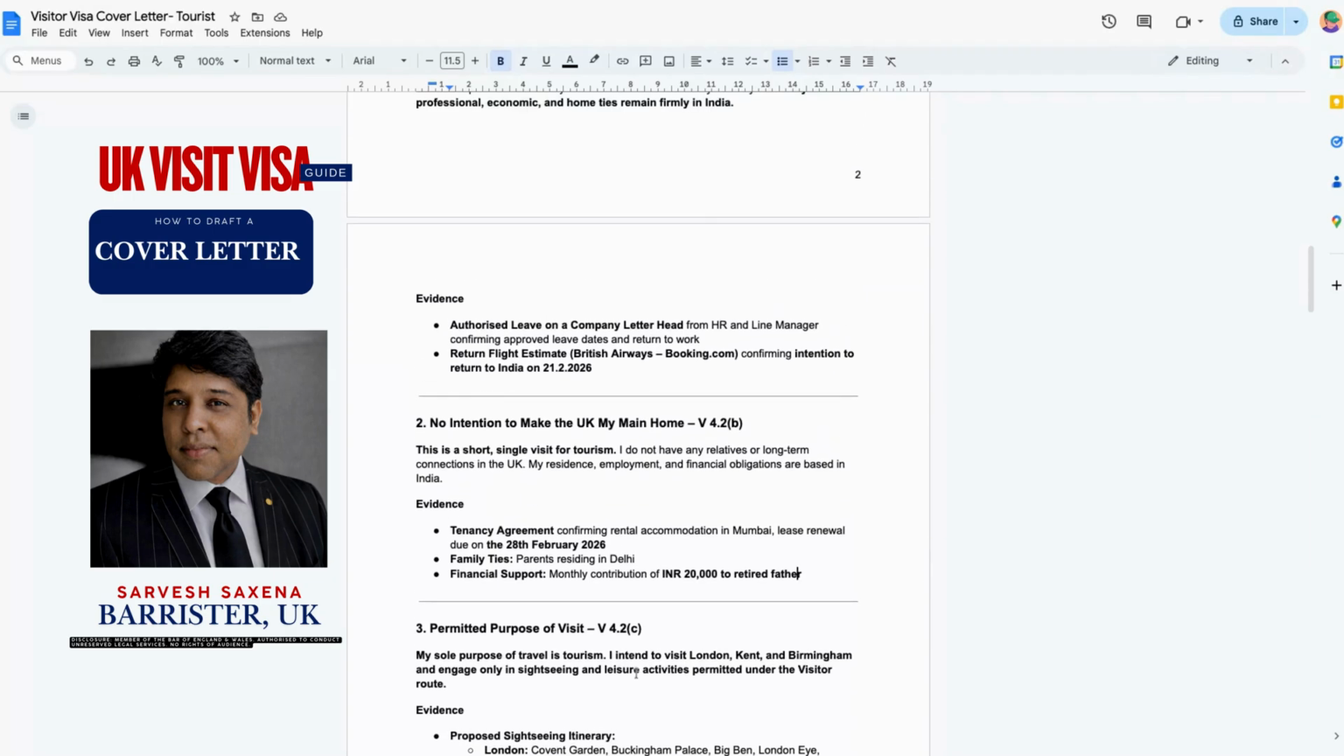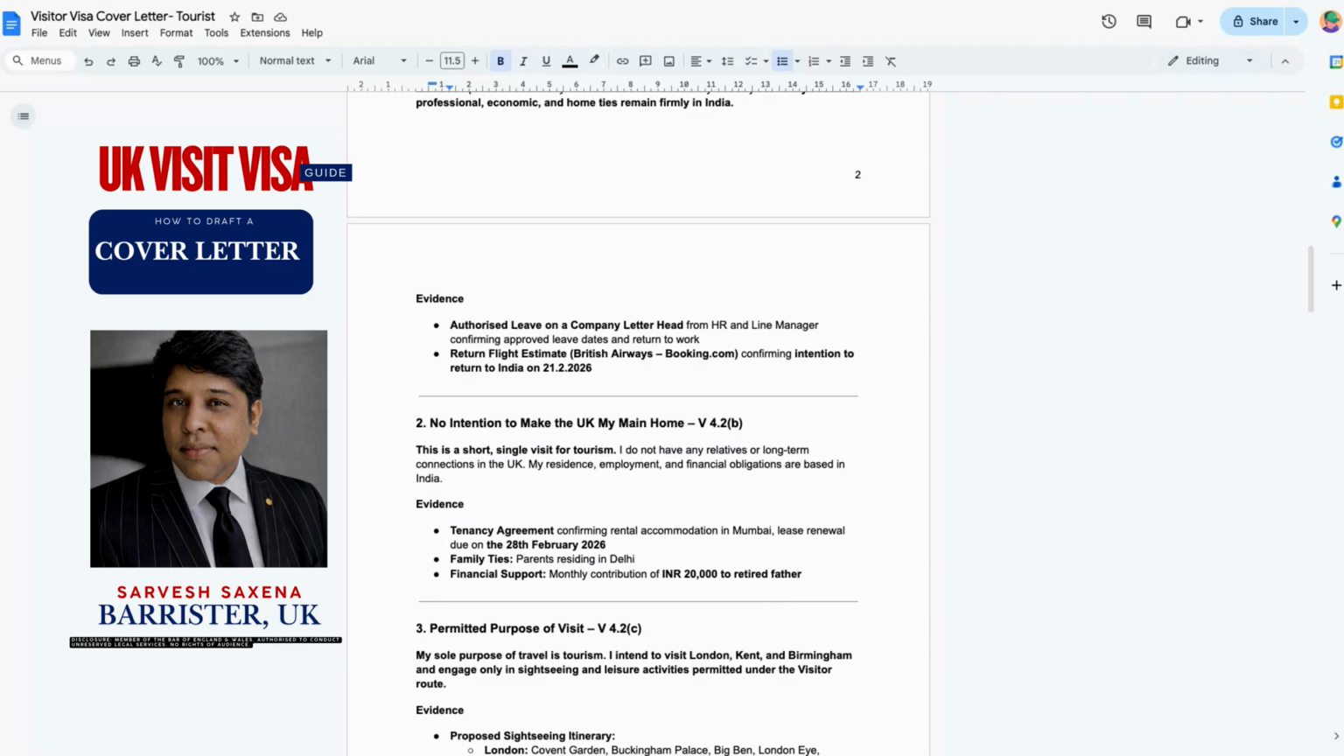Now the third is the permitted purpose of the visit. So visitor visa is only for visit purposes, right? So here I have written my sole purpose of travel is tourism. I intend to visit London, Kent, and Birmingham. There are three different cities, and I engage only in sightseeing and leisure activities permitted under the visitor route.